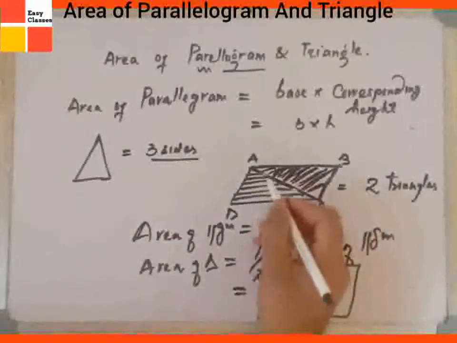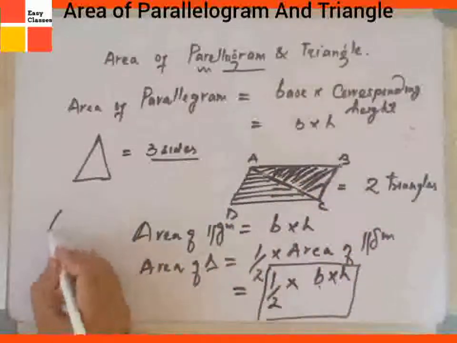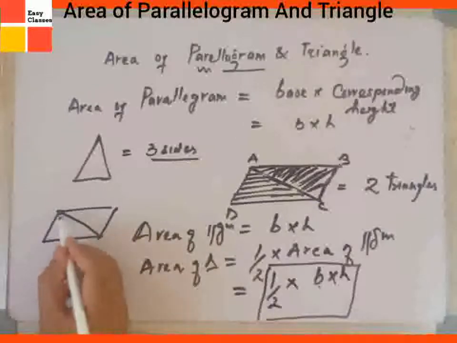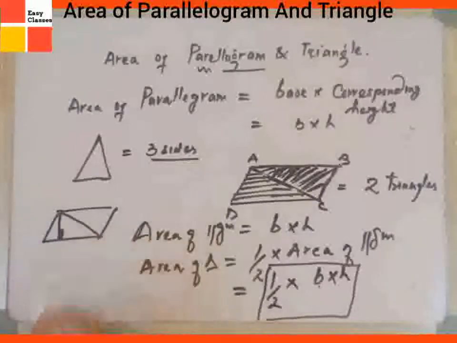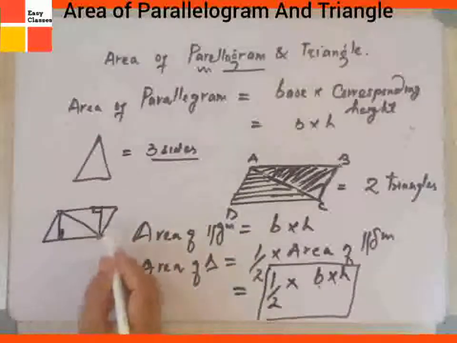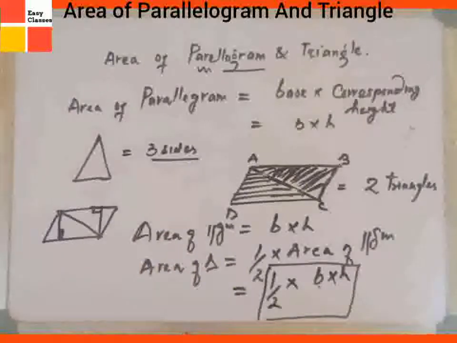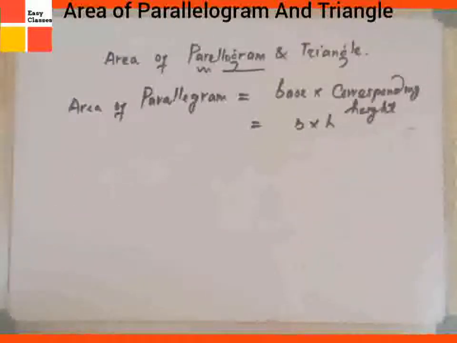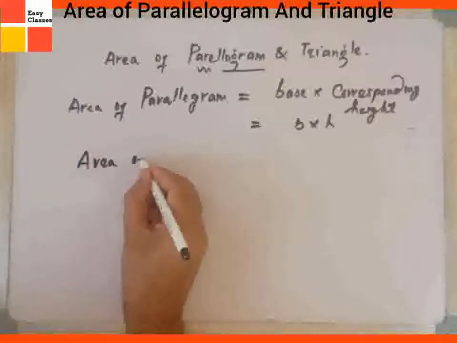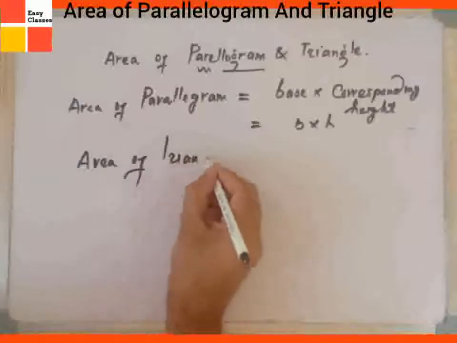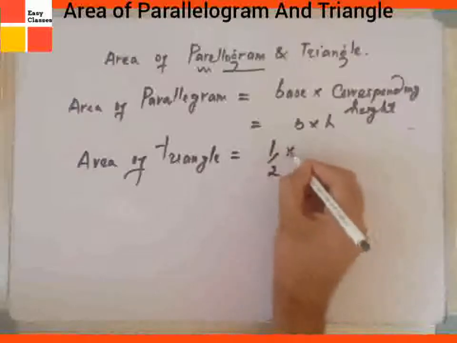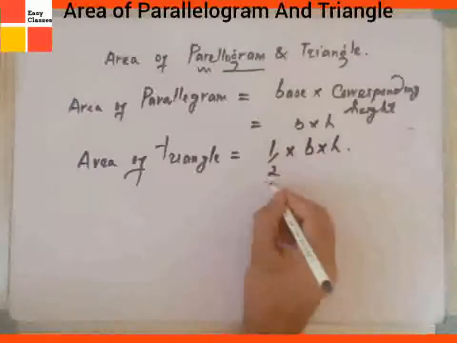So its height will be, see for example, this is a parallelogram, right? The height of this triangle will be here, and for this triangle, its height will be here. That means exactly the same. This height will be equivalent to this height, right? Now what we know is that the area of a triangle is equal to 1/2 of the area of the parallelogram, that means 1/2 of base into height.